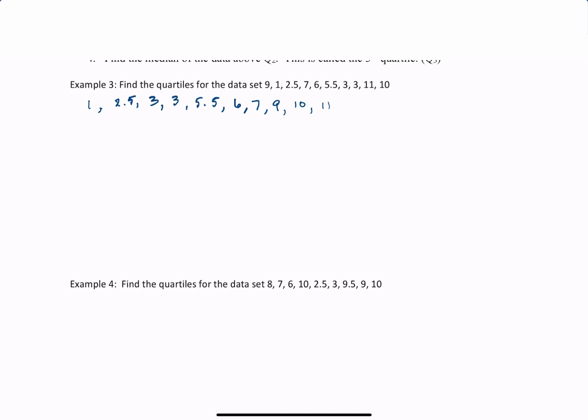Now to find the median, we have to notice whether we have an even number or an odd number of data values. There are 10 data values. And the point is that's an even number of data values. So the median is going to be the average of the two middle data values.